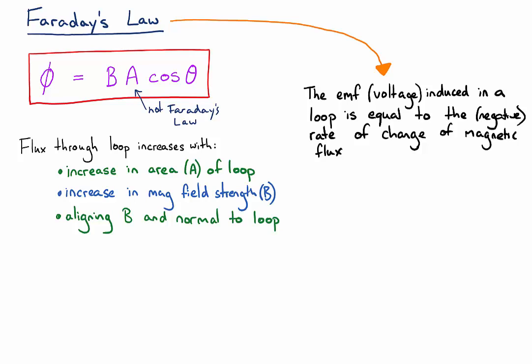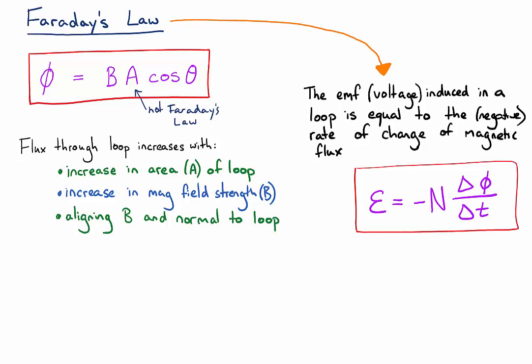So there you go. The EMF, or the voltage, so the push for the charges in that loop, the EMF induced in a loop is equal to the negative rate of change of magnetic flux. Simple, eh? I'm going to go through that again. I'm going to write down the equation that summarizes this statement.